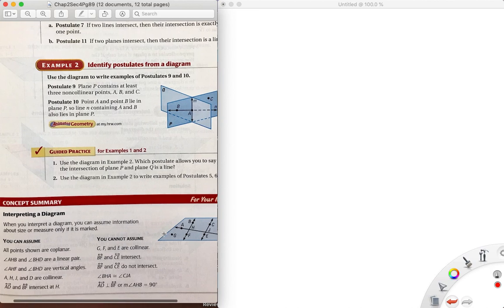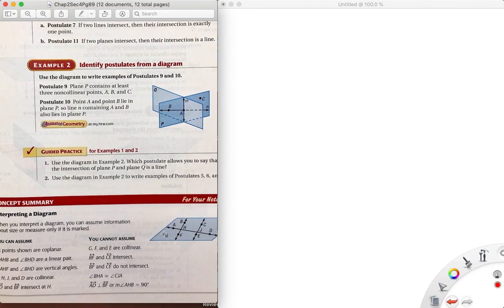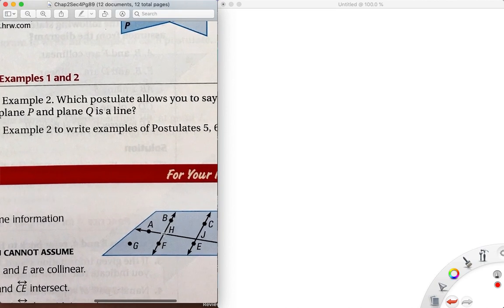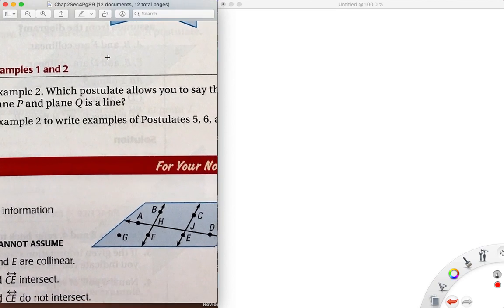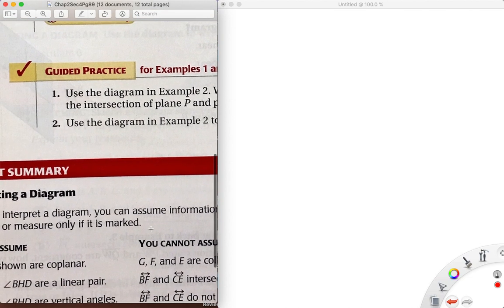We can see that AHB and BHD are a linear pair. So AHB, which is this one, and the other one is, which one? BHD.